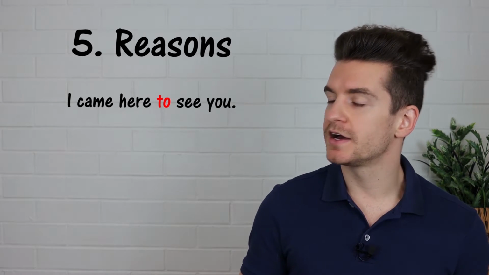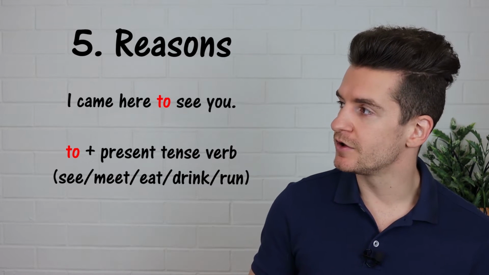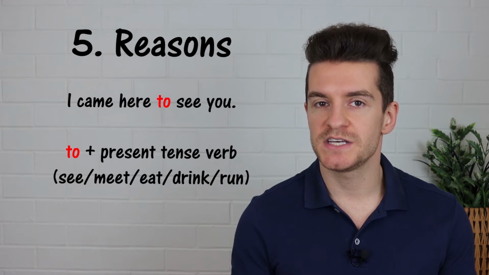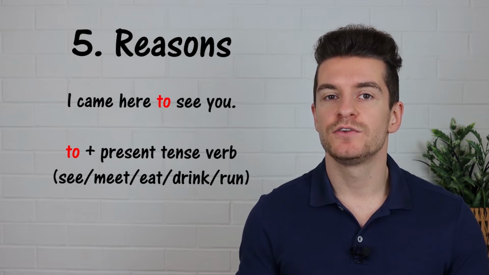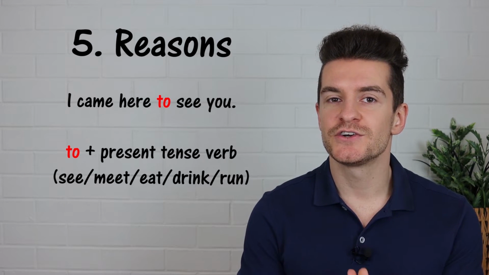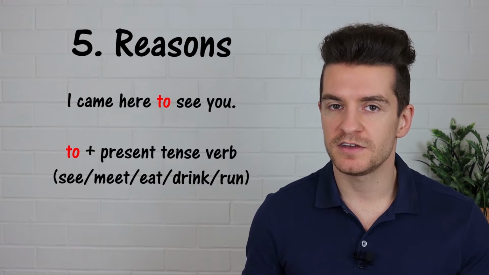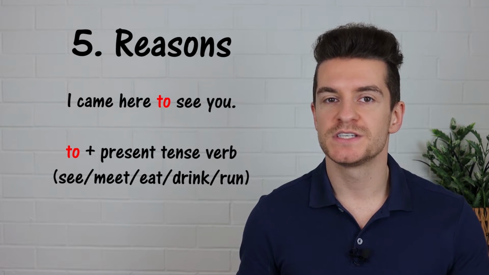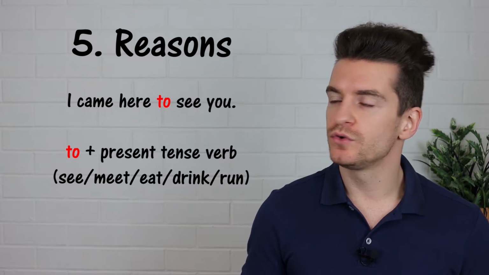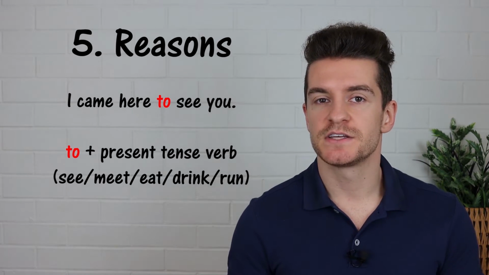But note here, I came here to see you. What do we have after to? We have a present tense verb. I came here to see you. I came here to meet you. Please don't say I came here to meeting, or I came here to seeing. We normally use to with a present tense verb.